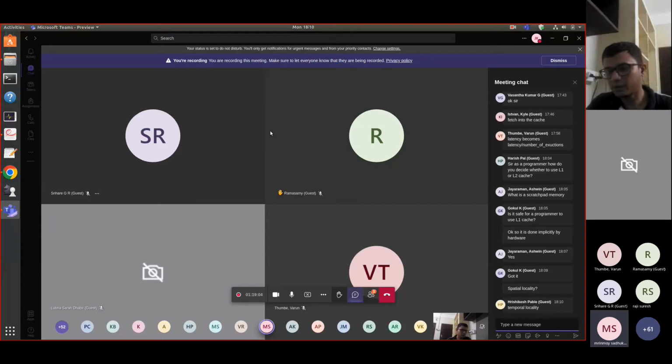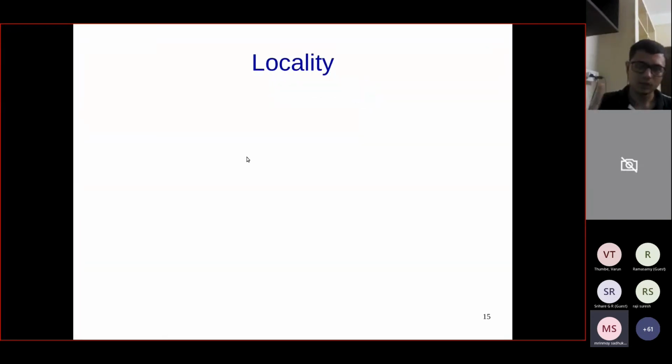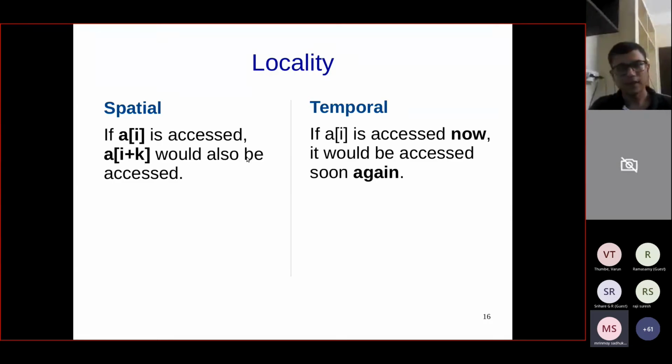Yeah, Rishikesh. Temporal locality is another. Yeah, so there are two localities as mentioned by Gokul and Rishikesh. When it comes to CPU, there are two forms of localities. One is spatial locality and another is temporal locality. So let us briefly touch upon what these two forms of localities on CPU are. So what is spatial locality?